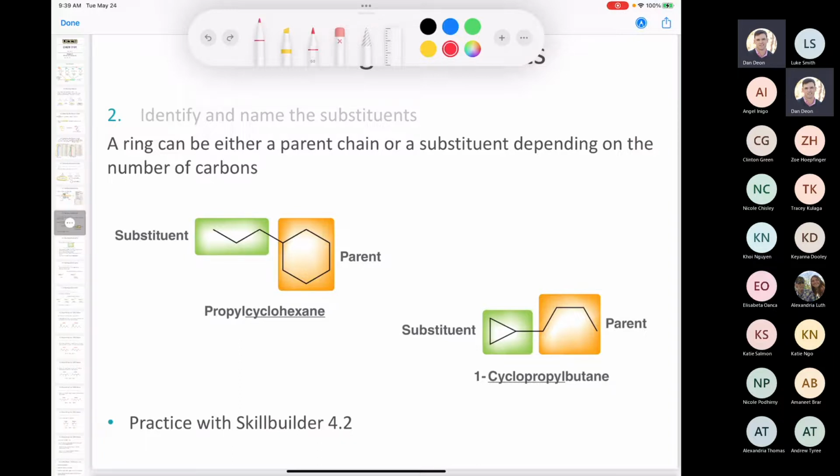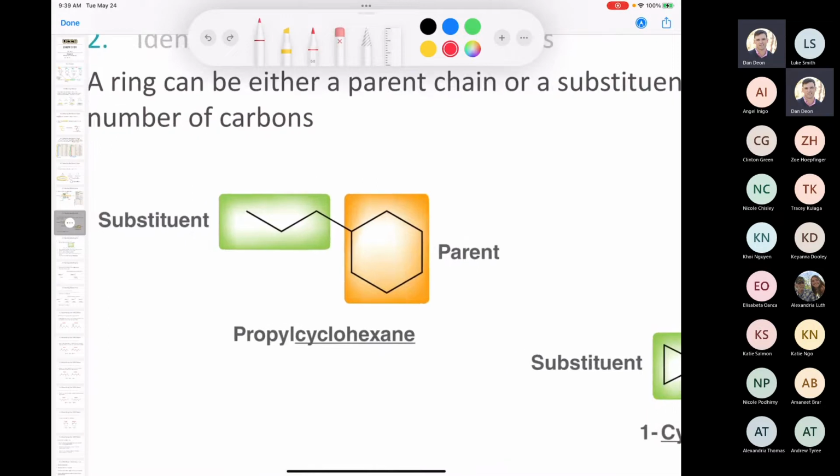So if we were to number this compound, you see that we have 1, 2, 3, 4, 5, 6 carbons in the parent, and we have 1, 2, 3 carbons in the substituent. So you would call this propyl cyclohexane. First you list the substituent, and then you list the parent. The parent always comes last.